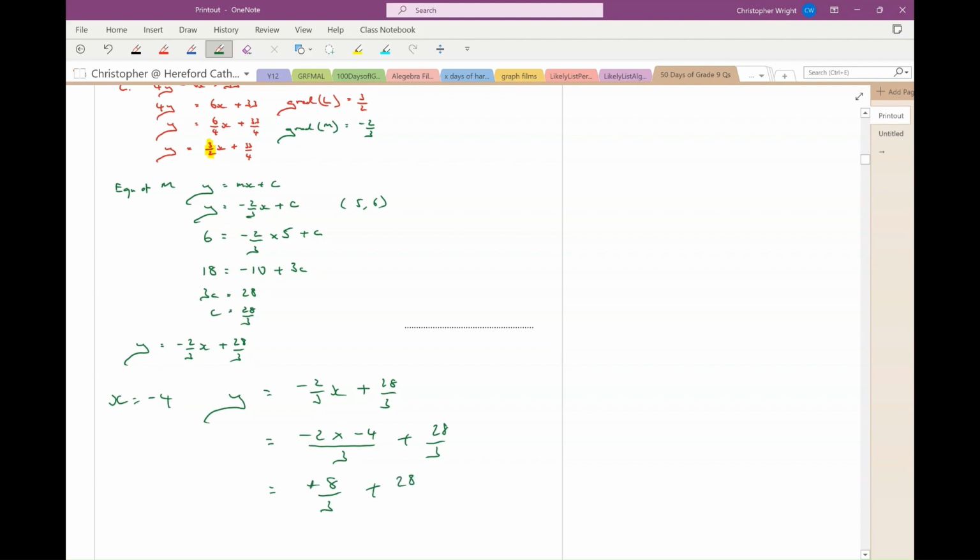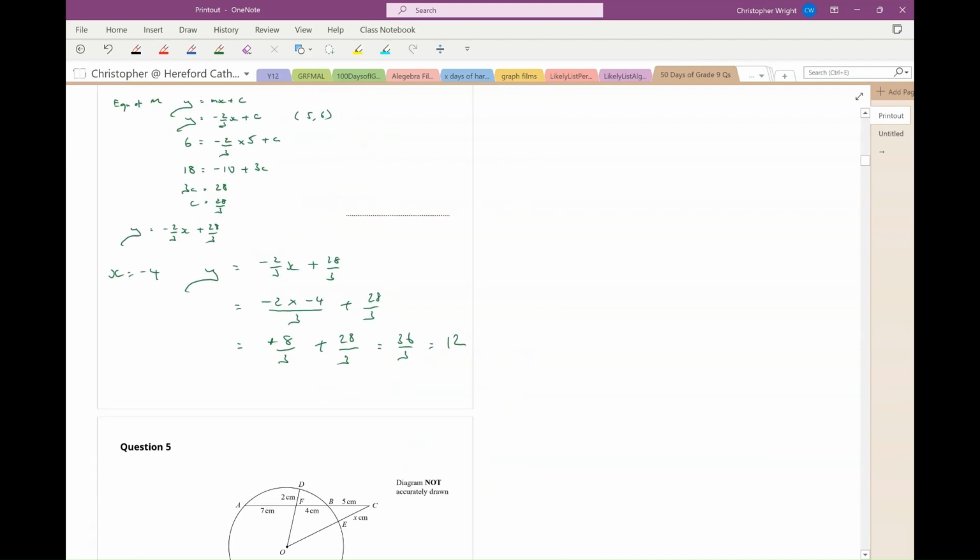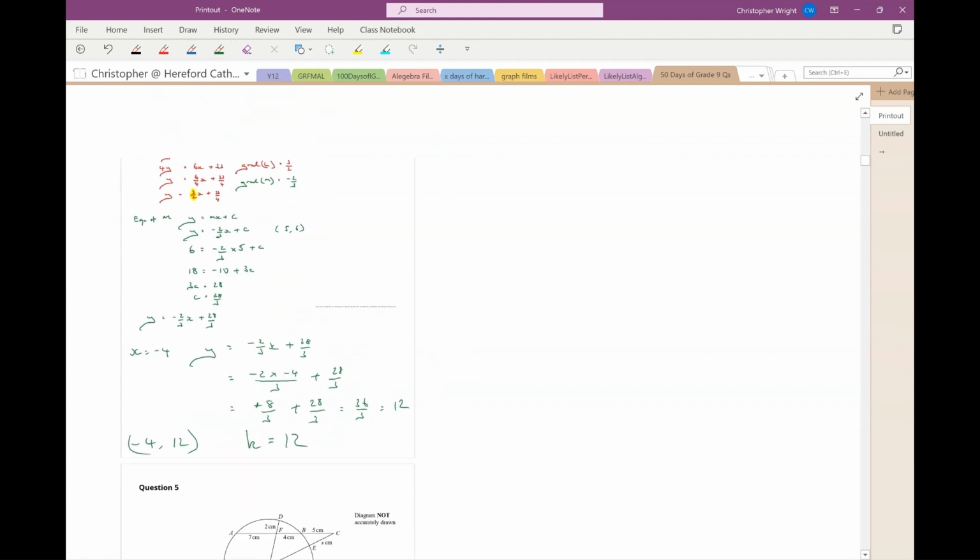So that's minus 8 over 3 plus 28. Sorry, it's plus 8 over 3. Minus 2 times minus 4 is plus 8, plus 28 over 3. So it's 36 over 3. It's 12. So when x is minus 4, y is 12. And to answer the question, k equals 12.